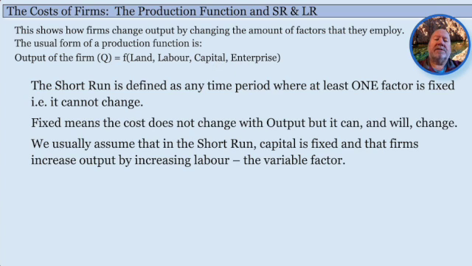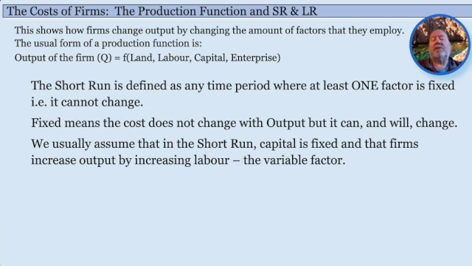And it's also, in this section of the course, you've got to remember to define the short and the long run. So the short run is any time period where at least one of those factors is fixed. It can't change in the short run. The fixed means the cost does not change with output. So in other words, when the output changes, the cost of the factor does not change, but it doesn't mean that it will never change. It's just that it doesn't change with output, and that's really quite important when you get to this.